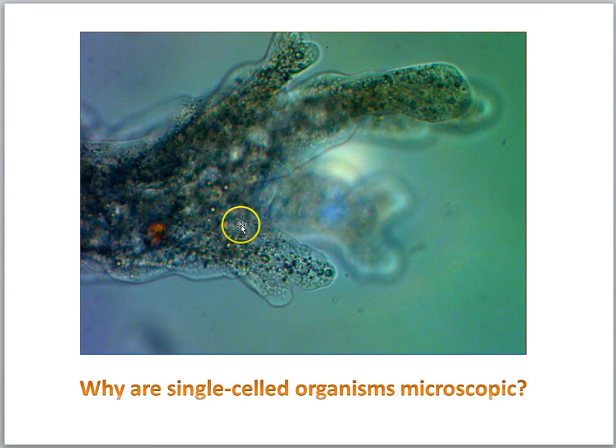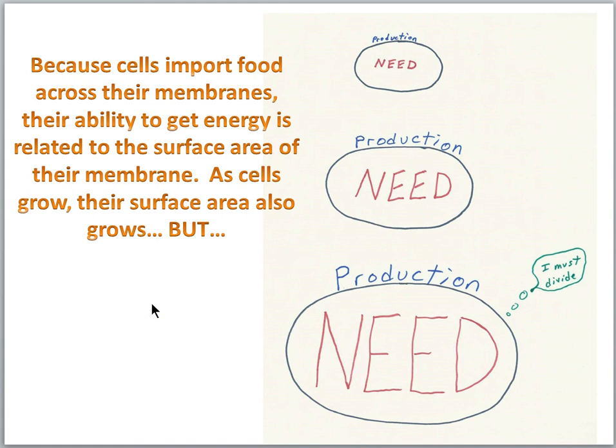So we can ask the question, why are single-celled organisms microscopic? The answer will involve some geometry considerations. We'll have to consider the surface area of cells and the volume of cells and see how the two relate. So in the next 3 slides, we'll try to figure out why cells are so small.